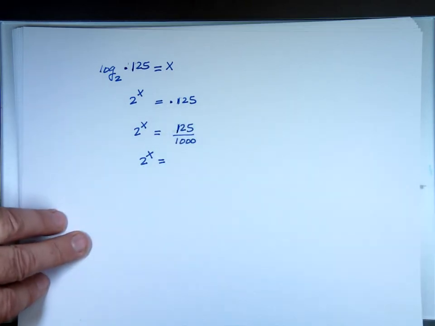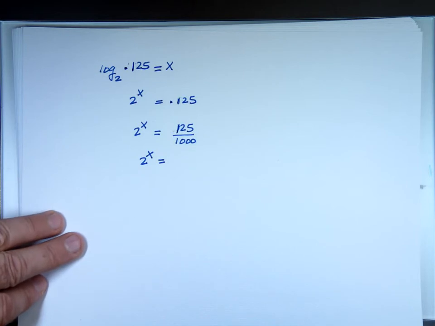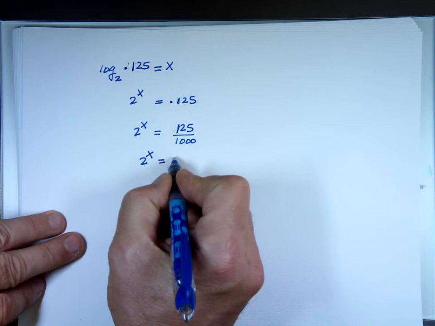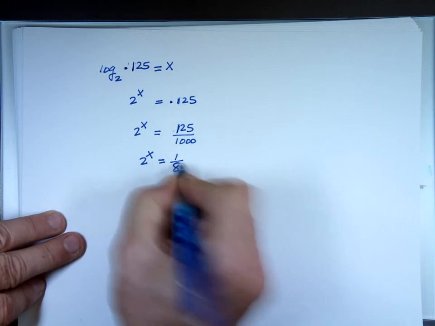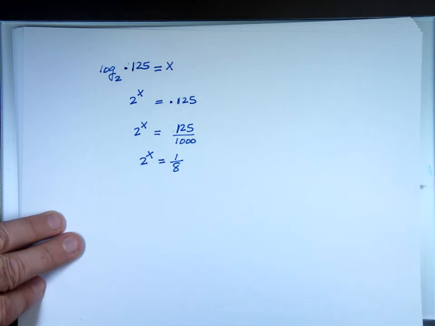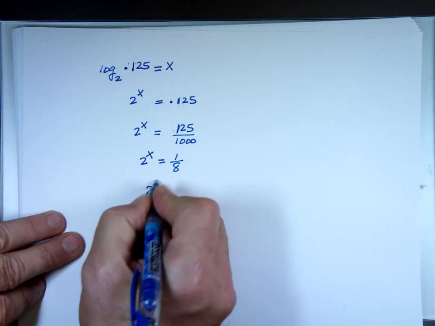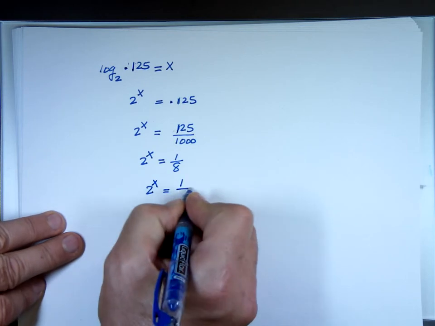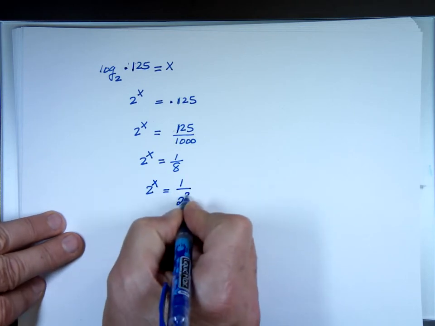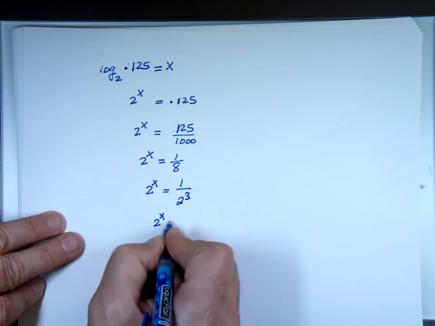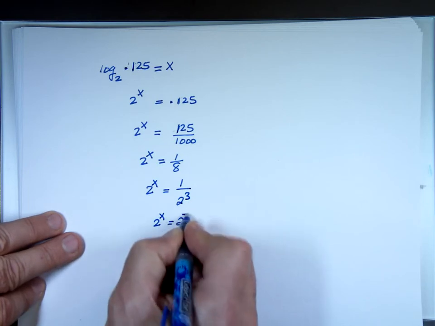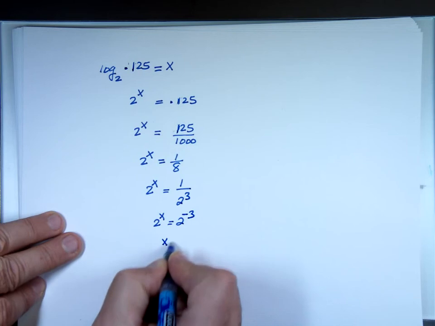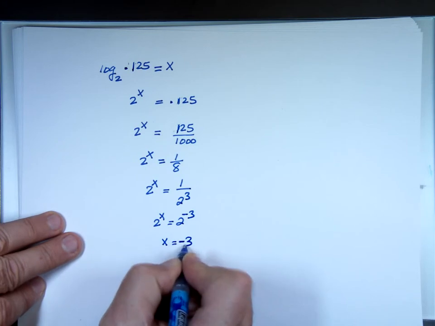What is 125 divided by 1,000? 1 over 8. The 1 over 8 is what? 1 over 2 to what power? 3. So 2 to the x equals 2 to what power? Negative 3. What's x equal to? Minus 3. Oh, okay.